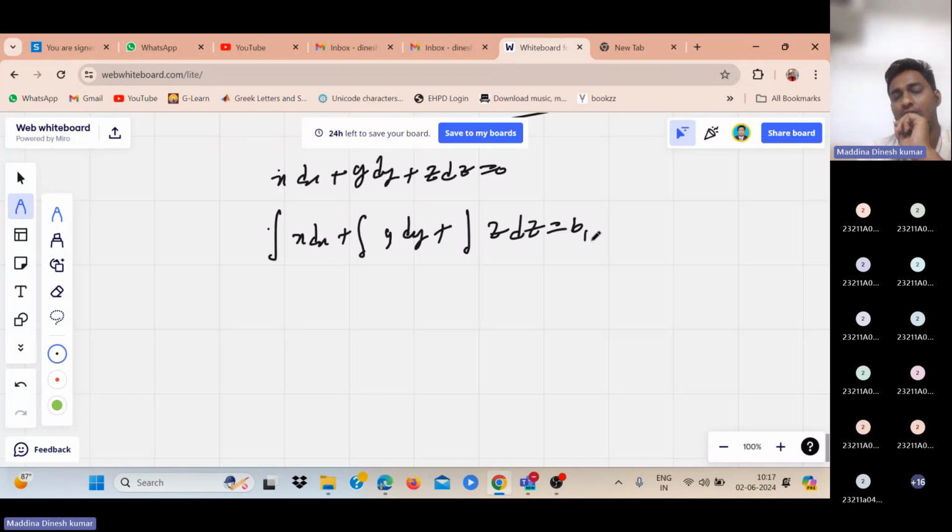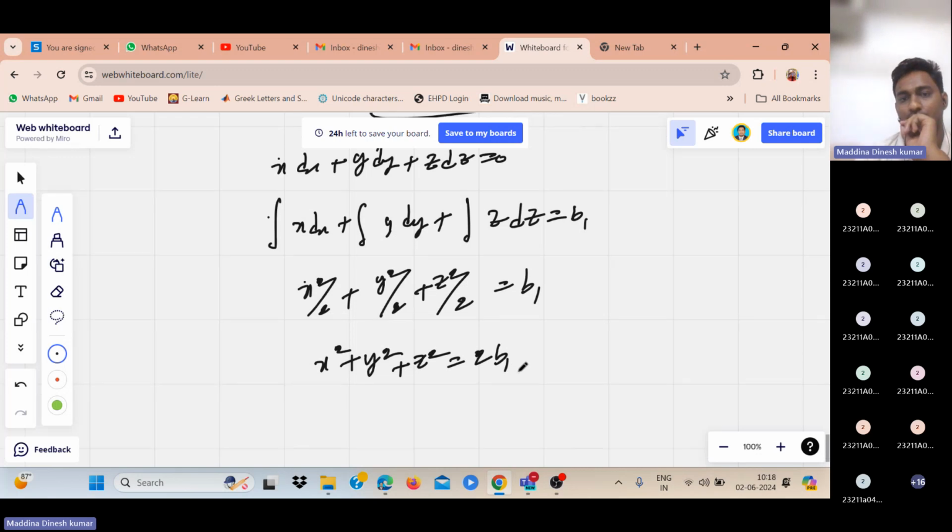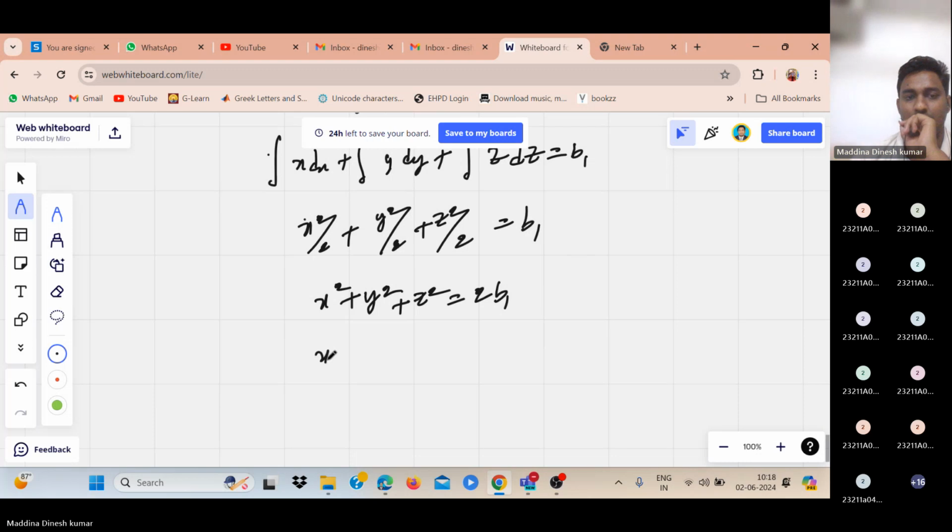So here, why I am assuming b1 means initially x square by 2 plus y square by 2 plus z square by 2 will come. So I will transfer 2 from the left hand side to the right hand side, so 2b1 will come. This 2b1 I will assume as b. So x square plus y square plus z square equal to 2b1, and this 2b1 I am going to assume as b. It is equation number 2.